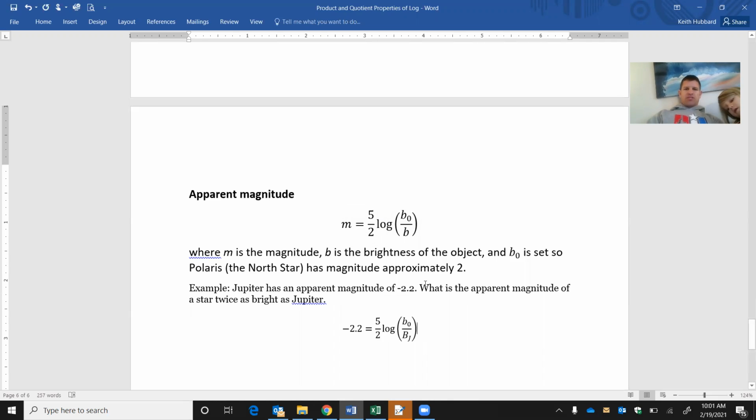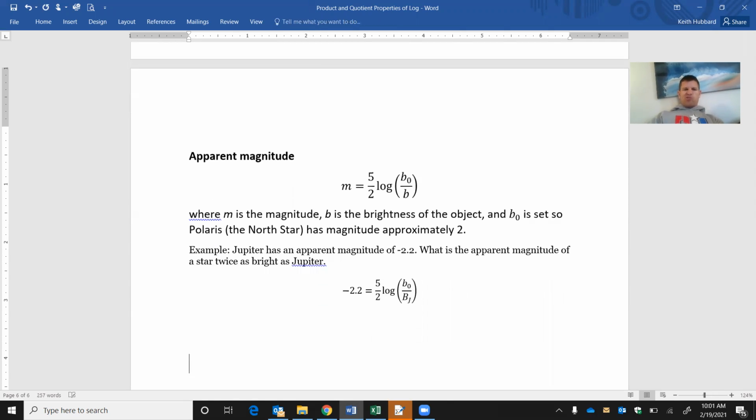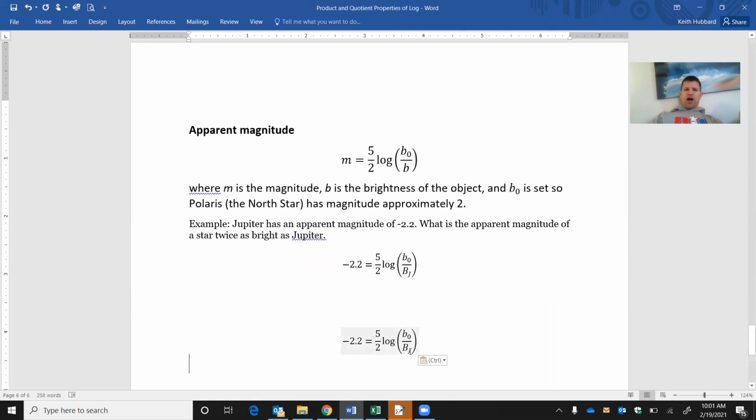Well, this problem says, and this is interesting, this again is dealing with algebra related to logs. It's saying, this isn't the only way to do it, but I need to know, hey, what is the brightness if I had something that's twice as bright as Jupiter? Okay, I really want to know what's over here.